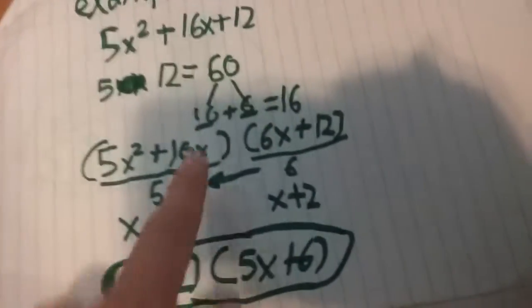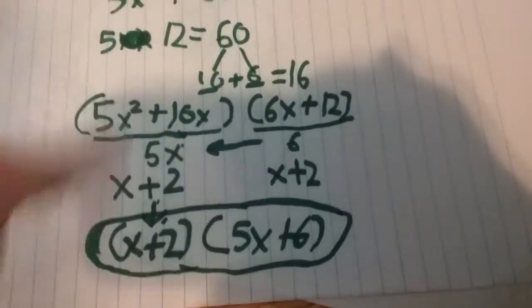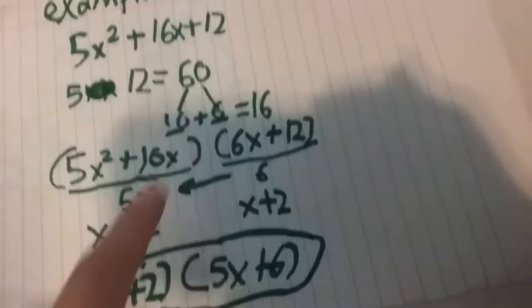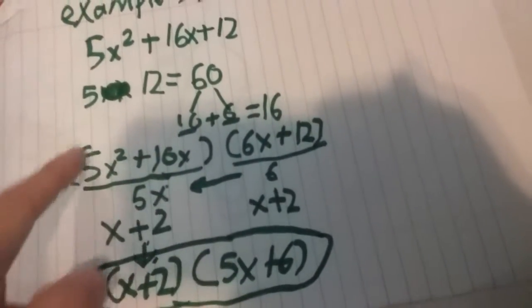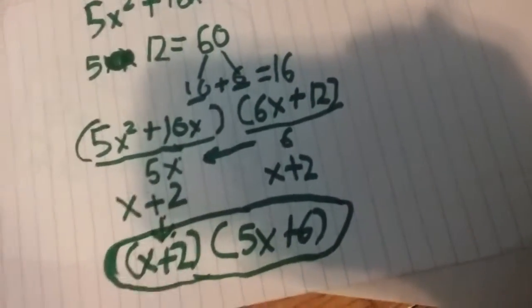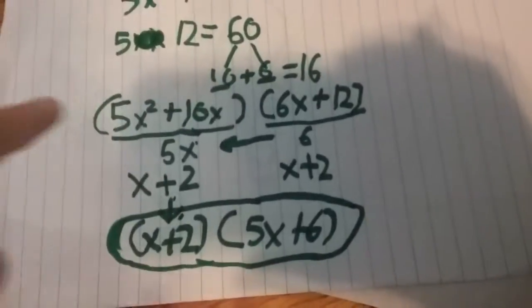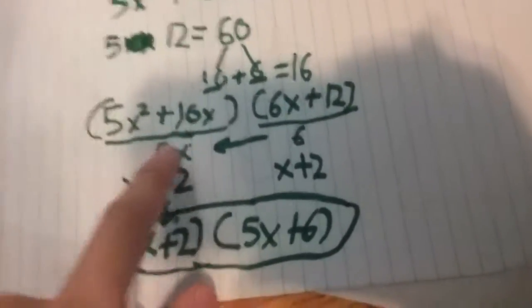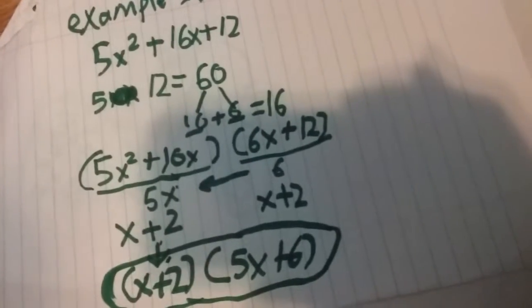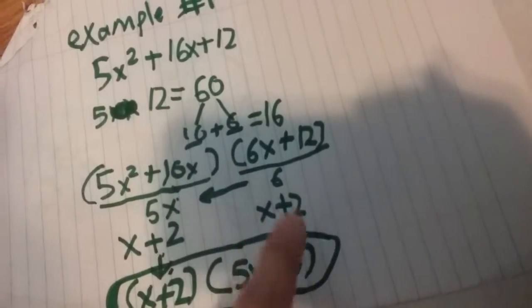Then, once you've figured that out, you would separate them and do 5x, and put one with the a value and one with the c value. Here you would have 5x squared plus 10x and 6x plus 12. You then divide by the greatest common factor. Here it's 5x and here it's 6. You would get the answer x plus 2 and x plus 2.